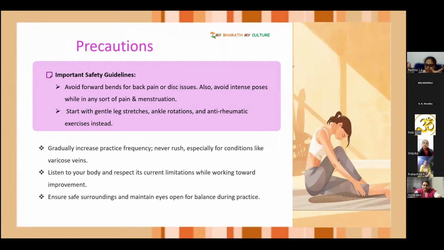Because 10 years is a very long gap. Their body composition would have changed in these 10 years. So you will have to bring them back to the older mode. Only then you have to teach them the intense practices, okay?